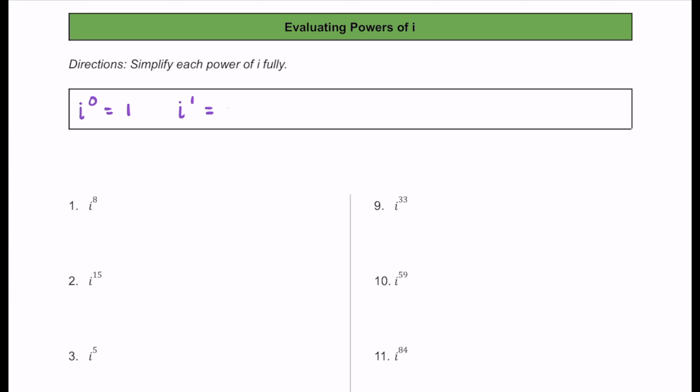Now anything to the 1st power is just equal to itself, so i to the 1st power is just equal to i. The third one we want to know is going to be i squared, and i squared is equal to -1. To understand why i squared is equal to -1, we want to remember what i is defined as. Now i is defined as the square root of -1, right? So if we go ahead and square both sides of this, on the left side we will have i squared, and on the right side, if we square the square root of -1, that's just equal to -1. So hopefully you can see where that i squared equals -1 comes from.